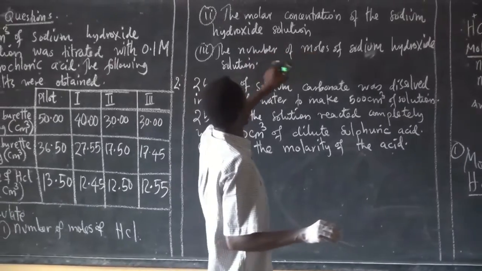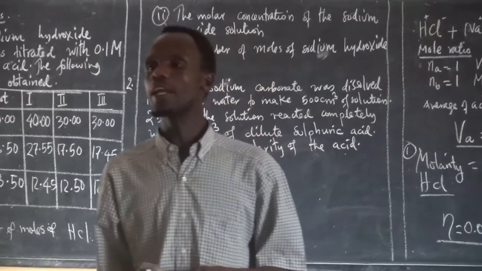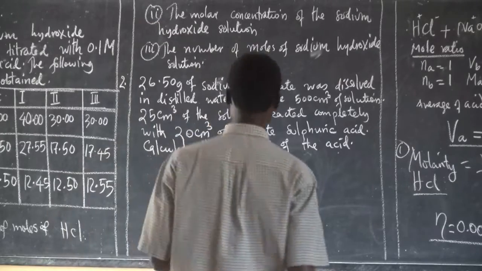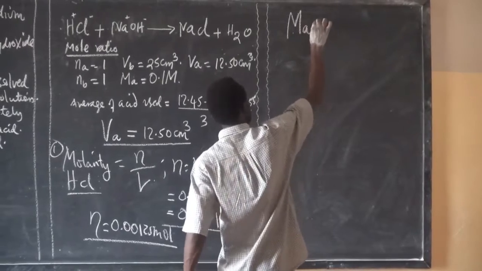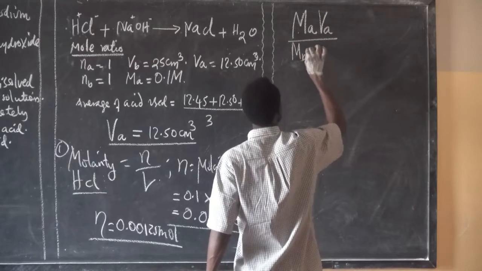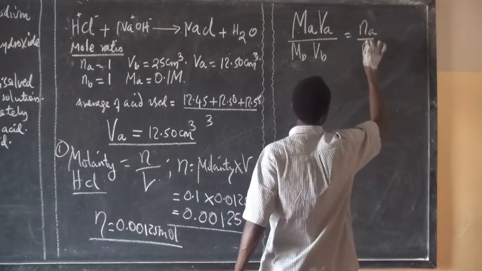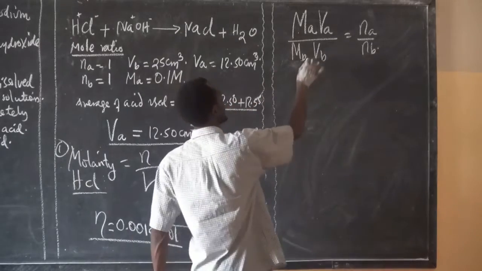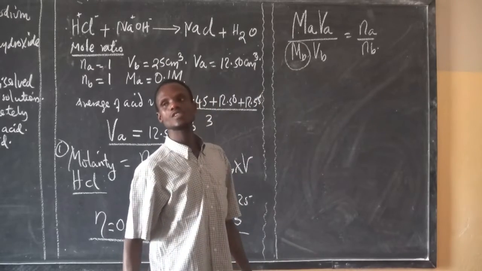The molar concentration of sodium hydroxide. When you talk about the molar concentration, we mean molarity. So definitely here we are to determine the molarity of the base. Now, what do we use from here? We use the concept known as MAVA: molarity of acid times the volume of acid over molarity of base times the volume of base is equal to number of moles of acid over number of moles of base. There is nothing missing there except the molarity of base. Now we make MB the subject after cross multiplication.